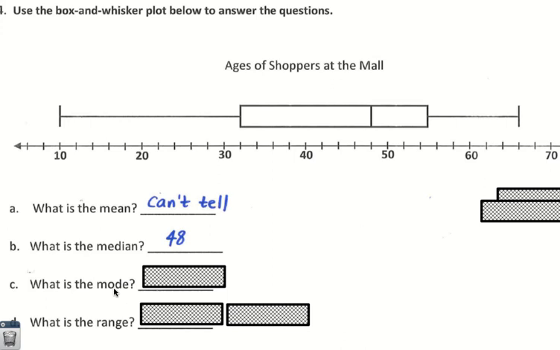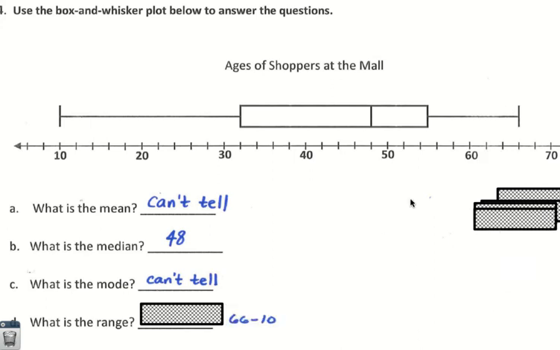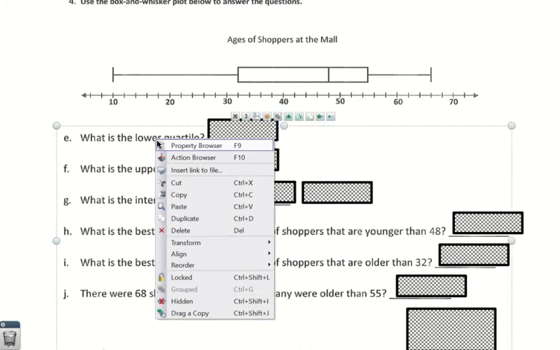What is the mode? What number occurs the most? You can't tell that just by looking at a box and whisker plot. But can you tell the range? Yeah, because in order to figure out the range, you need to know the lowest number, 10, and the highest number, 66. You can figure out the range based on what a box and whisker plot is telling you. So the range ends up being 56. How about the lower quartile? Do you know that? Where's the lower quartile?